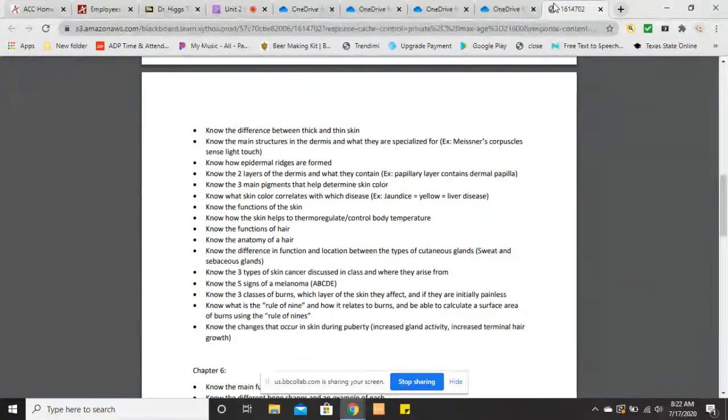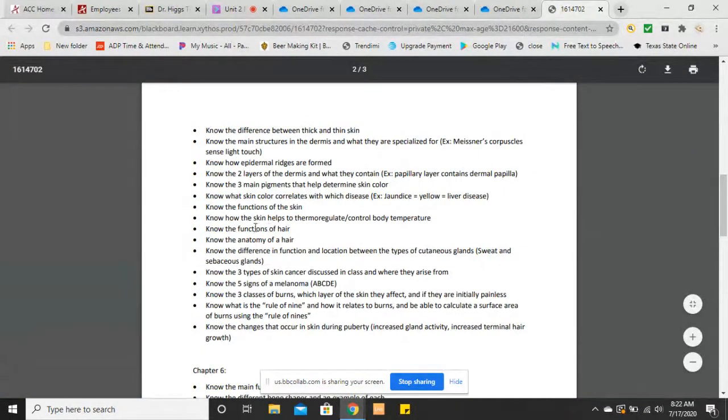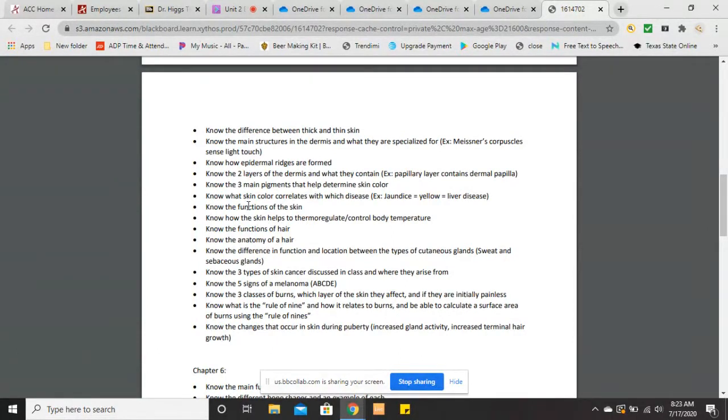Keep going. Now, of course, you're going to have to know functions of skin. One thing skin could do is provide protection. It could even help to regulate your body's temperature. How? You know how. Think about what happens when you're hot and when you're cold.